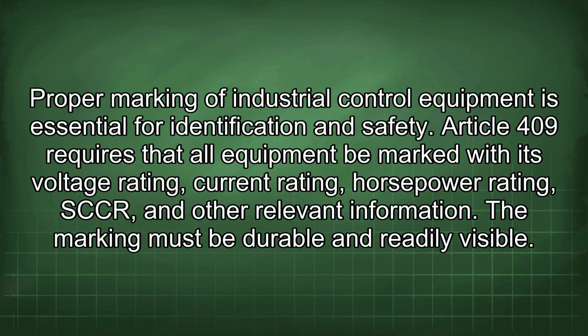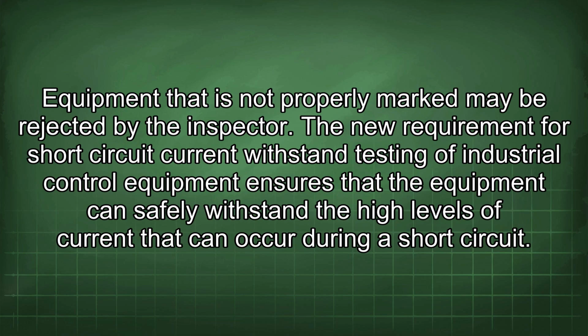Article 409 requires that all equipment be marked with its voltage rating, current rating, horsepower rating, SCCR, and other relevant information. The marking must be durable and readily visible. Equipment that is not properly marked may be rejected by the inspector.